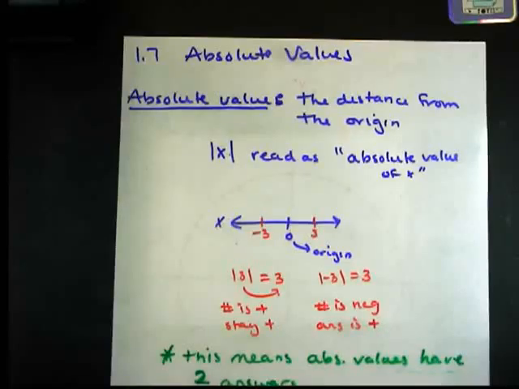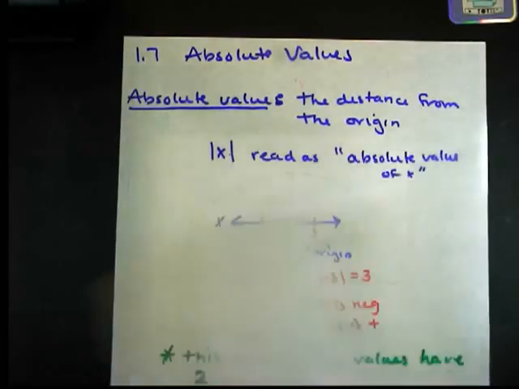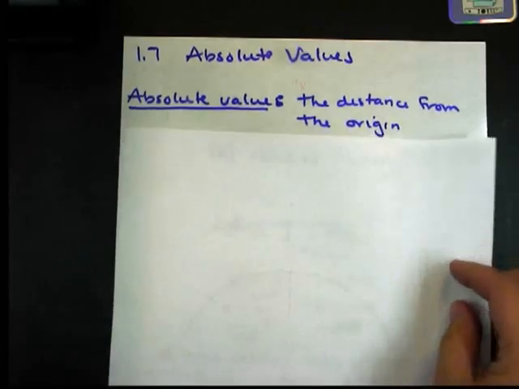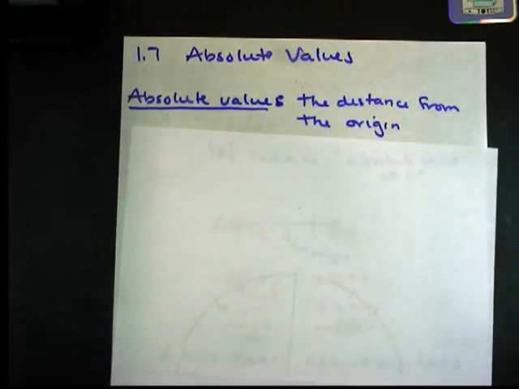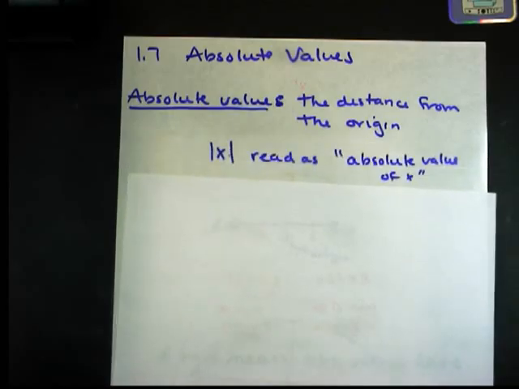Absolute values. First of all, I'll start with the definition. An absolute value is a distance from the origin. We use these two bars to represent an absolute value, and we read it as, in this case, the absolute value of x. Two straight up and down bars will represent absolute values.